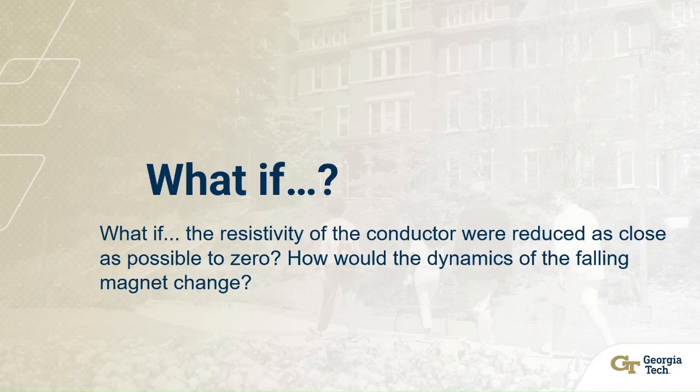So what if the resistivity of the conductor were reduced as close as possible to zero, and how would the dynamics of the falling magnet change? If the tube's resistivity approached zero, the induced currents would become extremely large. These currents would create very strong magnetic fields opposing the magnet's motion, greatly increasing the magnetic braking force. The magnet would fall much more slowly, and in the ideal limit, it might barely enter the tube or appear to hover because any change in magnetic flux would be almost perfectly opposed.